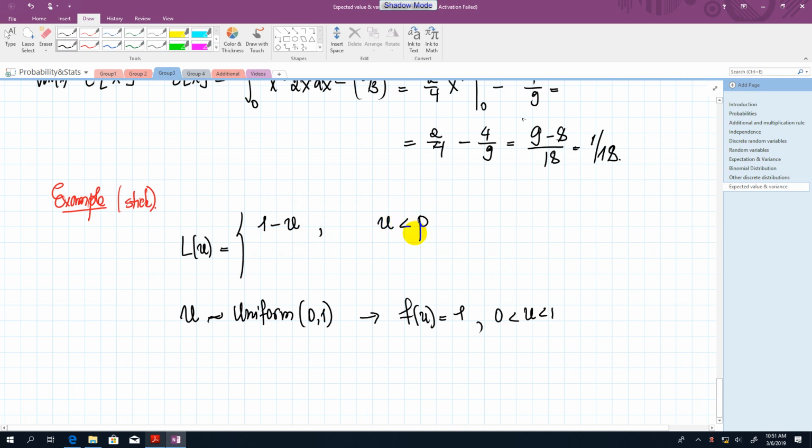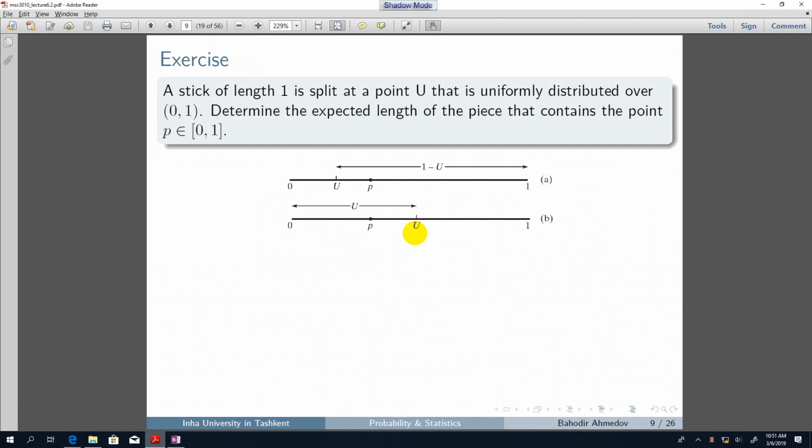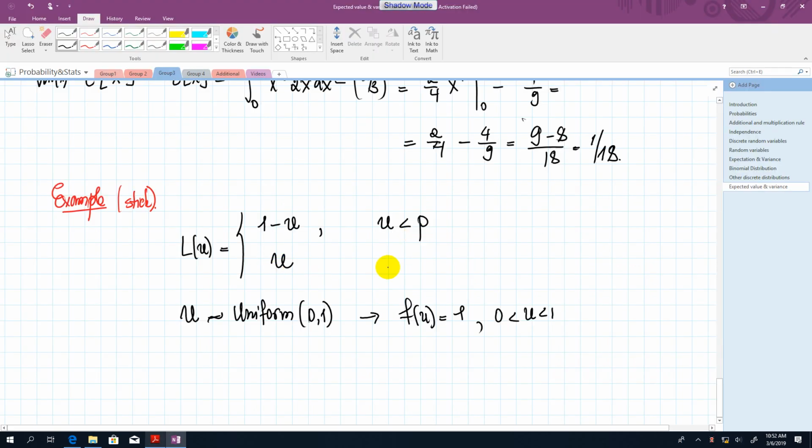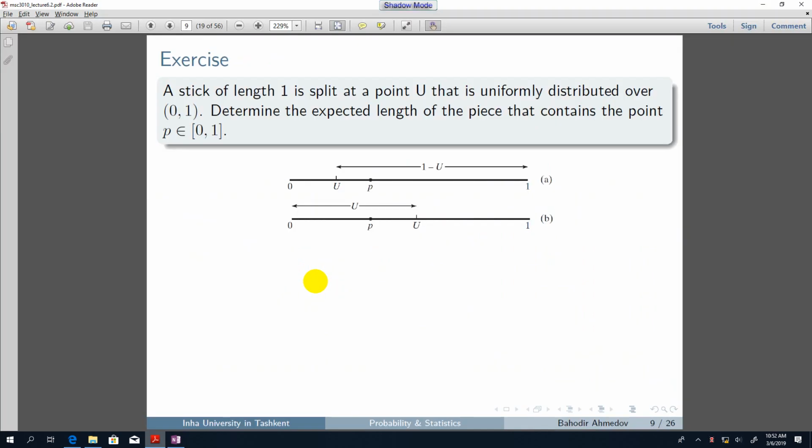Yes? If P is more than u, in which case the length of the piece which has this point P will be equal to u. In the case if u is more than P, right? If u is more than P, then this is simply equal to u. Do you see this from the picture, right?